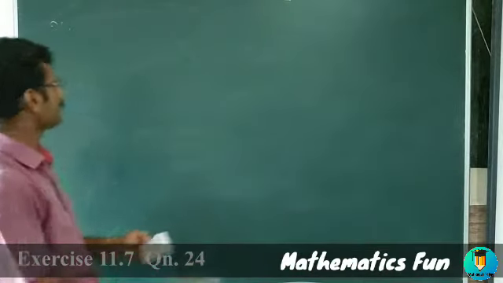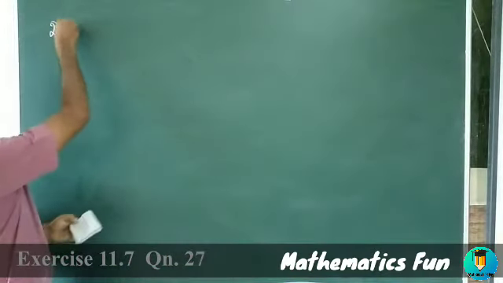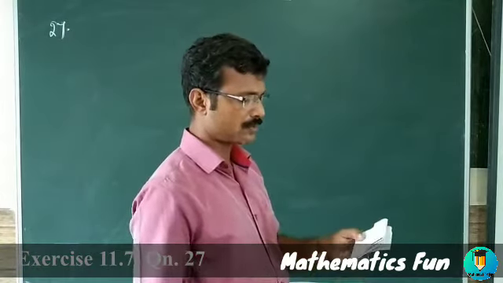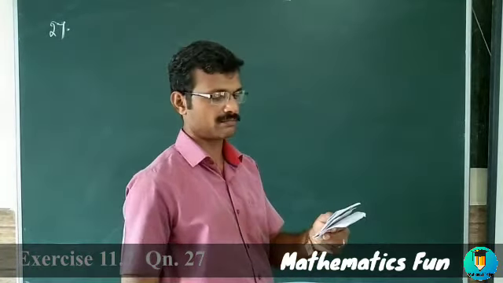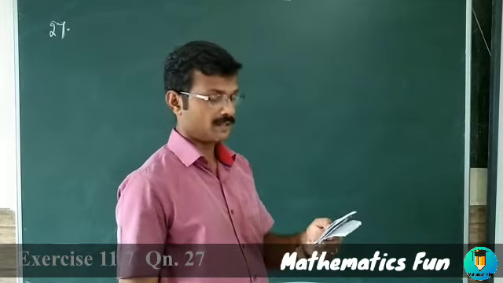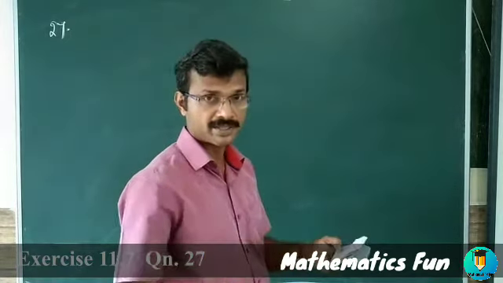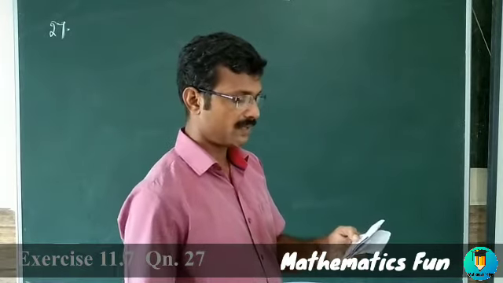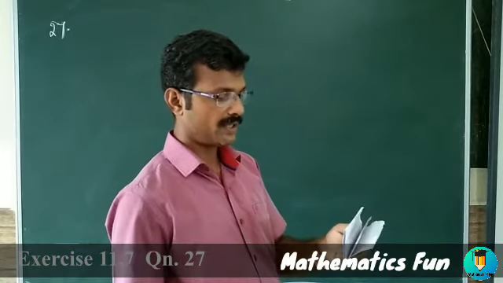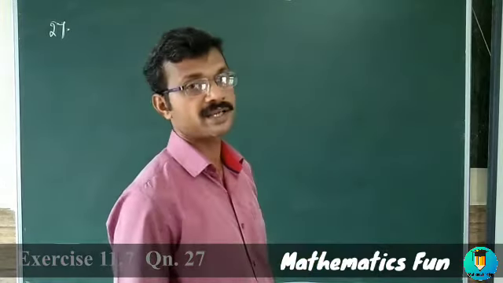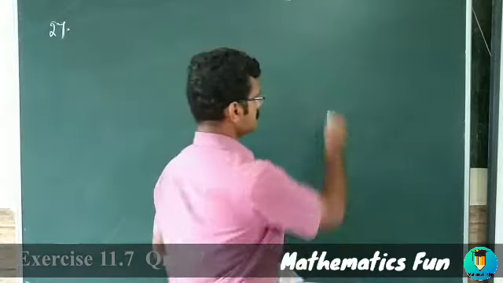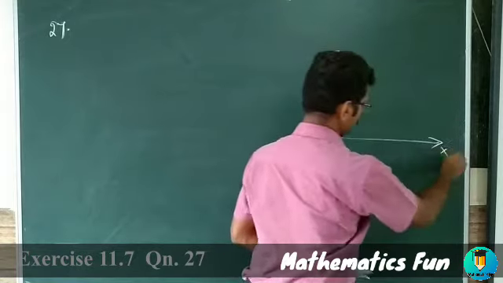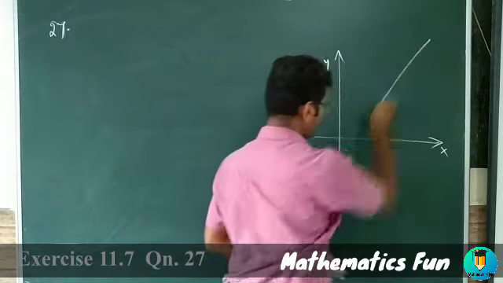Question number 27 next. Here the question is: find the distance of the point (2, 3) from the line. We need a distance, and usually distance means perpendicular distance. But here, continuing the same sentence, the distance is measured along a line making an angle of 45 degrees with the x-axis.